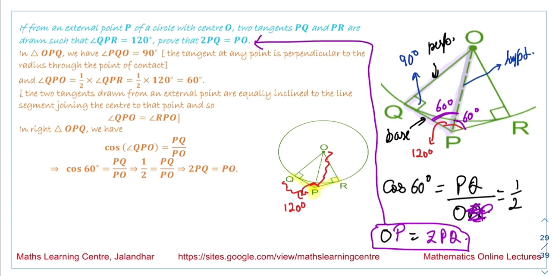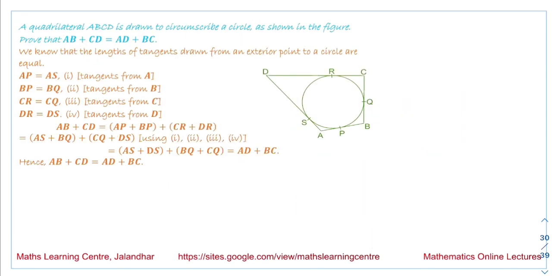Next is a quadrilateral ABCD is drawn to circumscribe a circle as shown in the figure. Prove that AB plus CD is equal to AD plus BC. Suppose this length over here is x, then this length is x. If this length is y, then this length is y. This length is z, then this length is z. If this length over here is w, then this length over here is w.